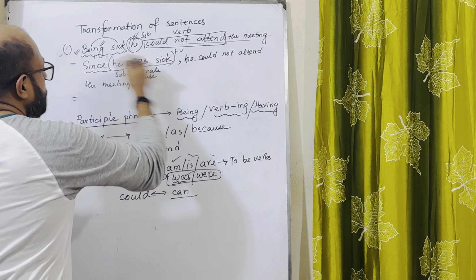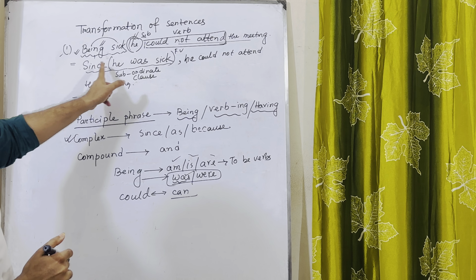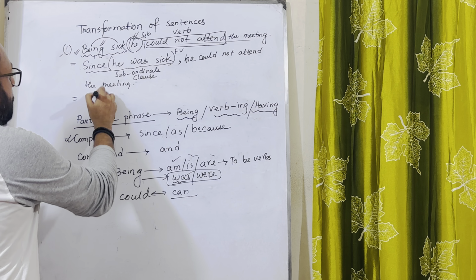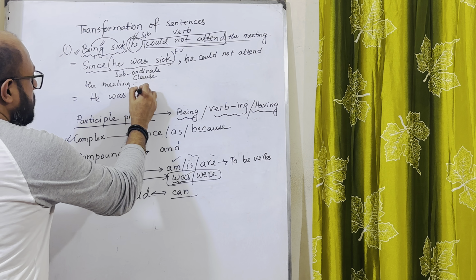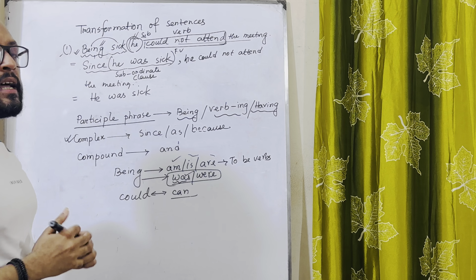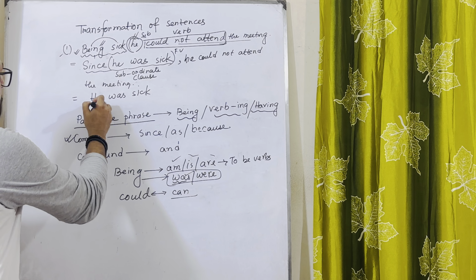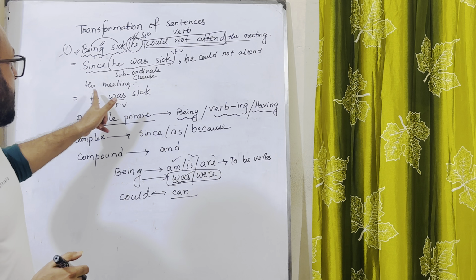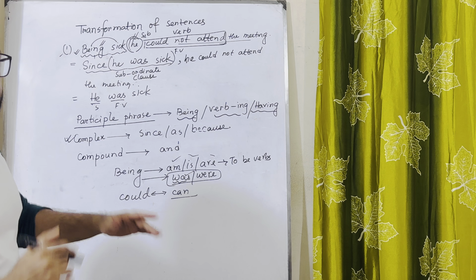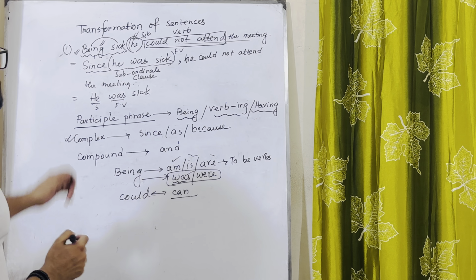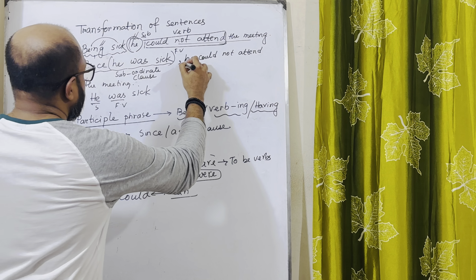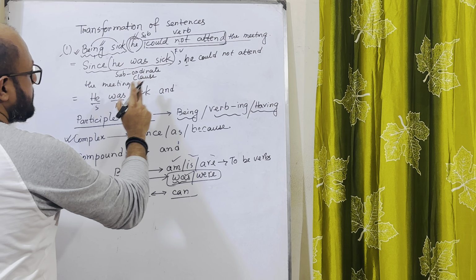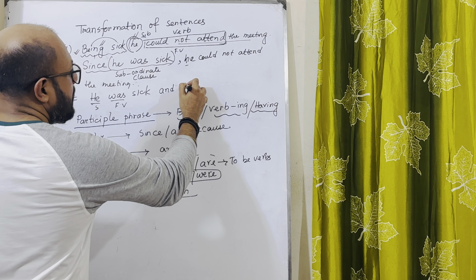We got the subordinate clause since he was sick, and we will take this part, he was sick, from the subordinate clause, and this will be my another principal clause, because there is no subordinating conjunction. He was sick: he is the subject, was is the finite verb, and the extension is sick. If you have a subject and a finite verb, that is a clause. So he was sick, he could not attend the meeting. This is my other principal clause, and I will join it with and. He was sick and he could not attend the meeting.